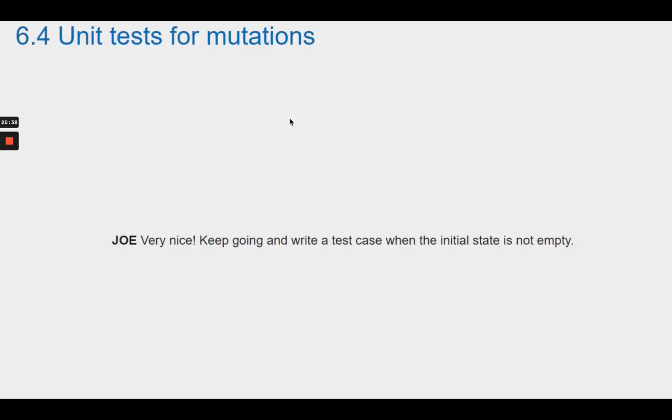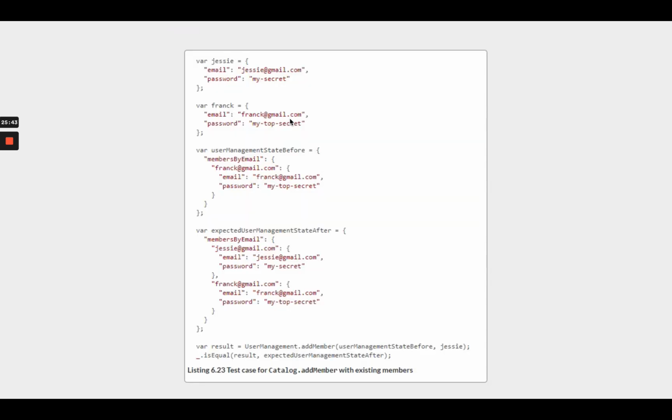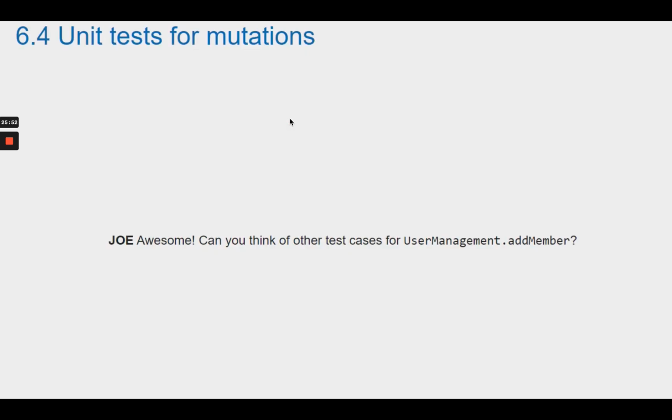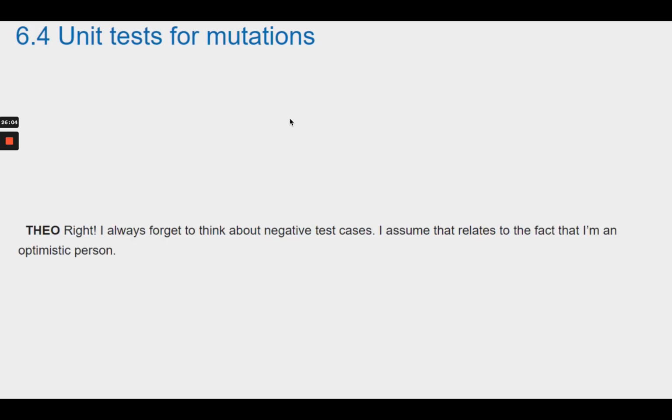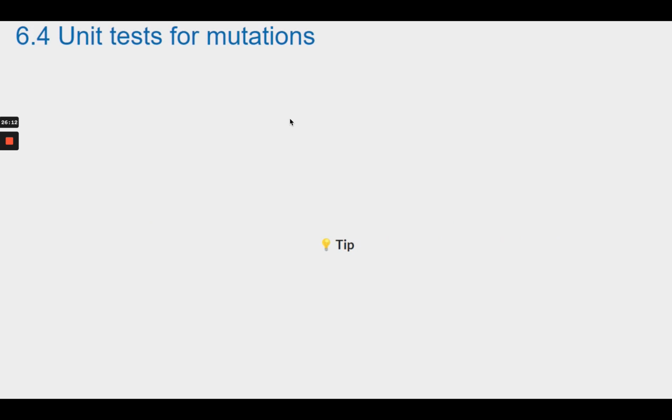Joe: Very nice. Keep going and write a test case when the initial state is not empty. Theo knows this requires a few more lines of code, but nothing complicated. When he finishes, he once again shows the code to Joe. Joe: Awesome. Can you think of another test case for usermanagement.addMember? Theo: No. Joe: What about cases where the mutation fails? Theo: Right. I always forget to think about negative test cases. I assume that relates to the fact that I'm an optimistic person. Tip: don't forget to include negative test cases in your unit tests.